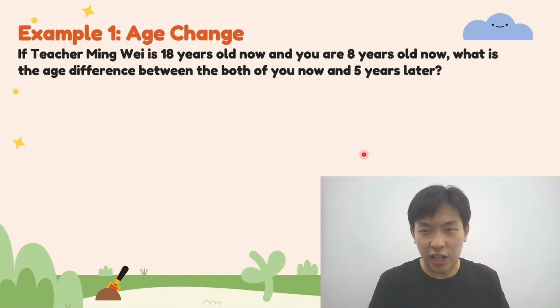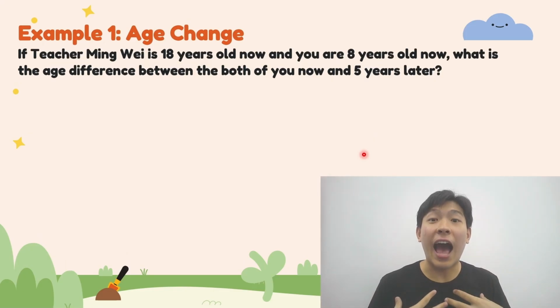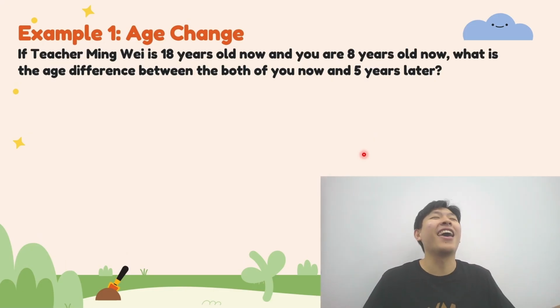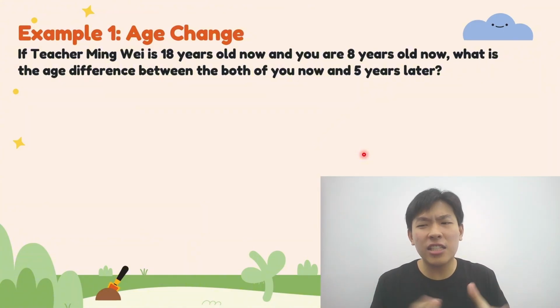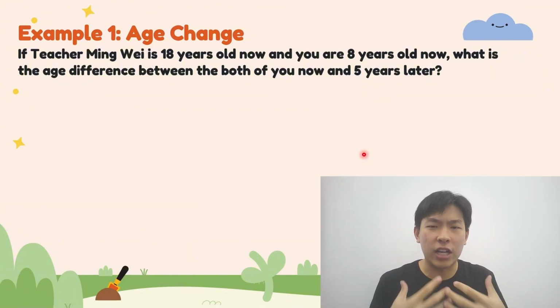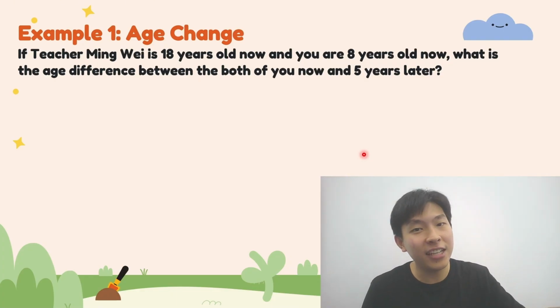First, about age change. Now, if Teacher Mingwei today is 18 years old. Yes, I am forever 18. And you are 8 years old. Now, what is the age difference between both of us now and 5 years later?